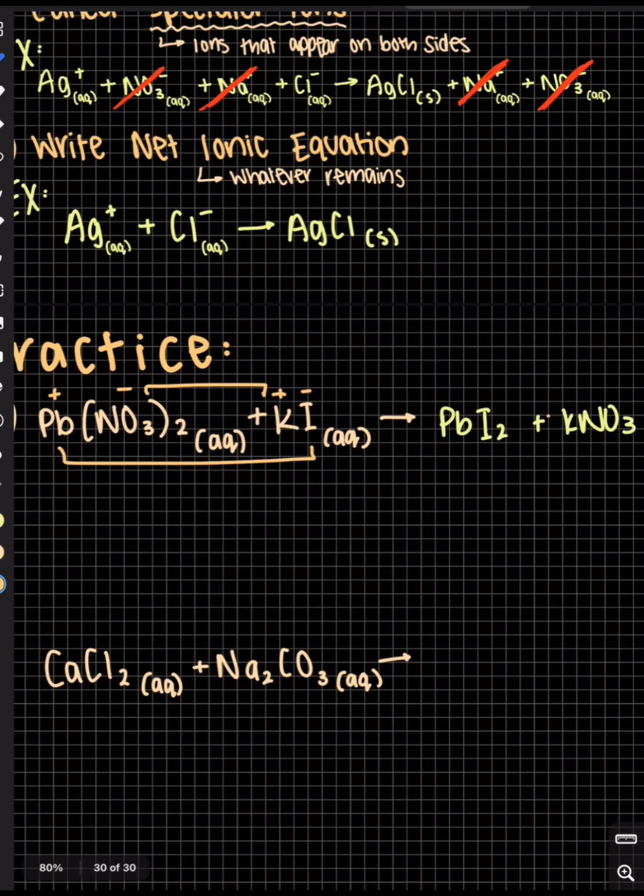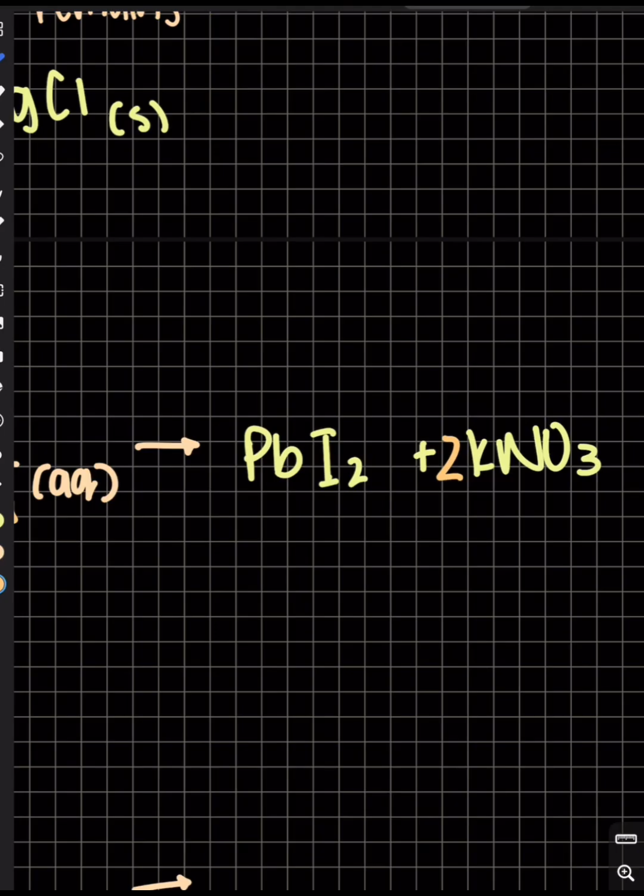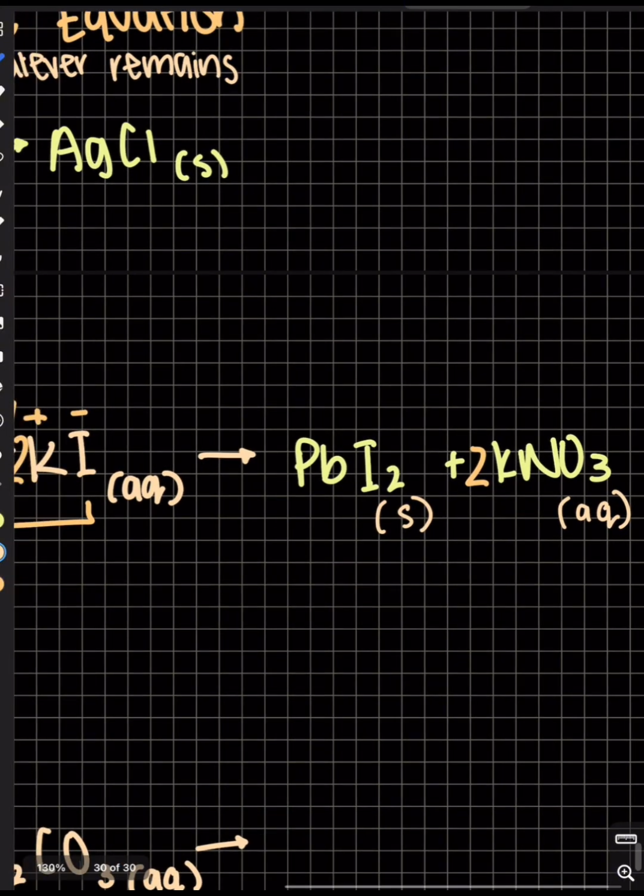Now I'm going to balance my equation. I need to have 2 KNO3s, so I add a 2 right here, and there, it is balanced. Now we need to decide the states of these products. From my solubility rules, I know that lead iodide is insoluble, because lead is an exception to a lot of the rules, which means this is a solid, a precipitate in the solution. Potassium nitrate is an aqueous solution, because nitrates are usually soluble based on your solubility rules.